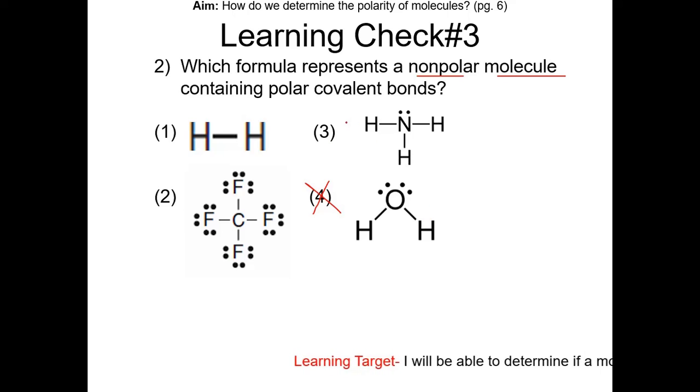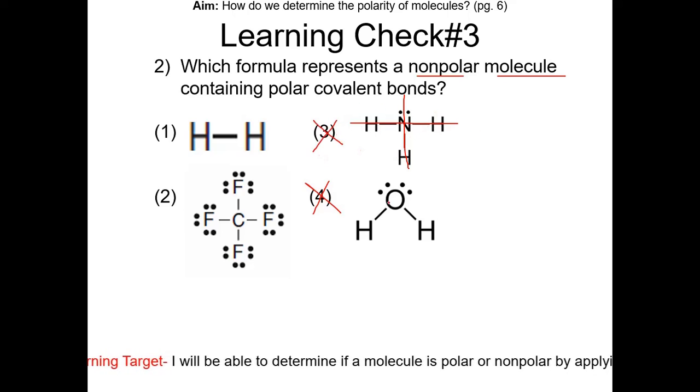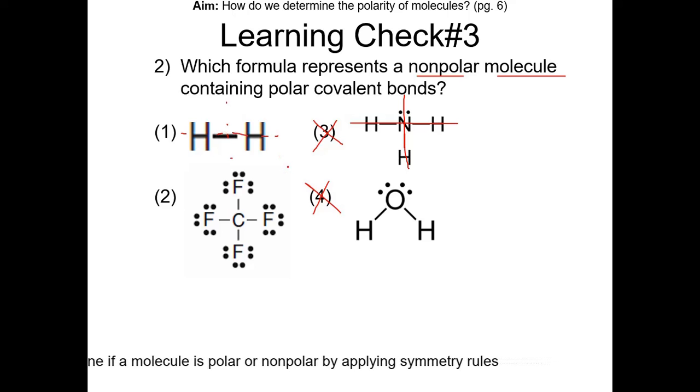For number 3, we check the horizontal and vertical symmetry. As you can see, it does not have any horizontal symmetry. Therefore, 3 is a polar molecule, so that's also wrong. For choice 1 and 2, 1 has horizontal and vertical symmetry, so it is nonpolar. And number 2 also has vertical and horizontal symmetry, so therefore it is also nonpolar.